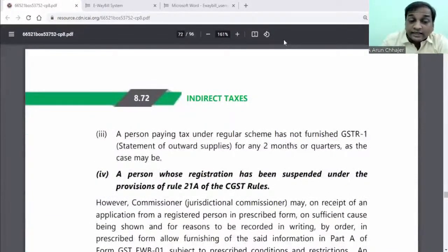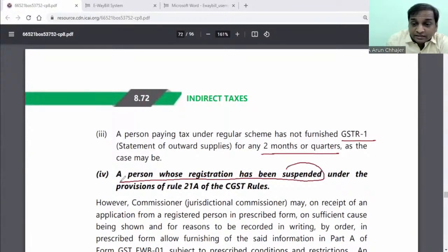Now, third, a person paying the tax under the regular scheme has not furnished GSTR-1 for any 2 months or quarters, as the case may be. And last, a person whose registration has been suspended under Rule 21A. Detention of the vehicle means the proper officer stops your vehicle and wants to verify the e-way bill. They want to verify the goods which are being moved and transported.